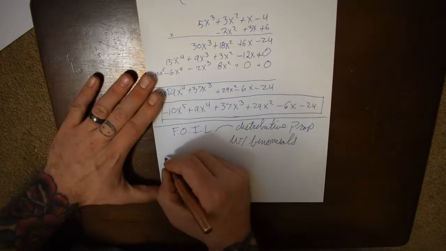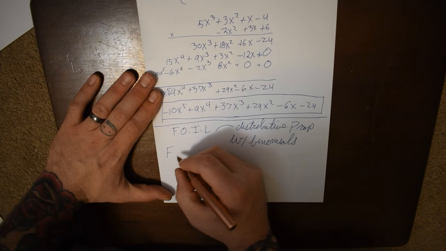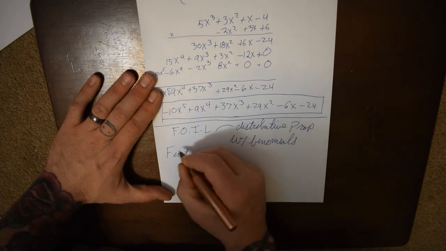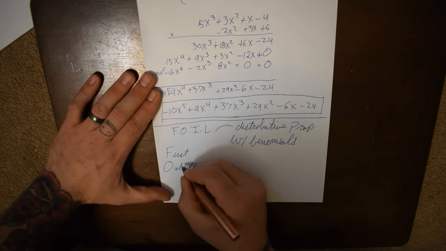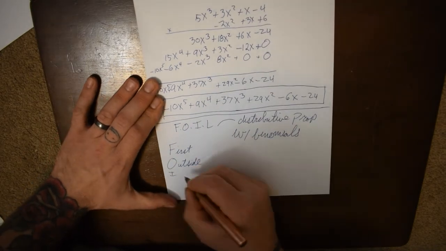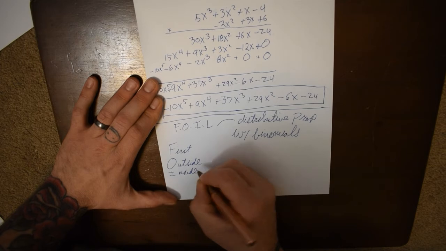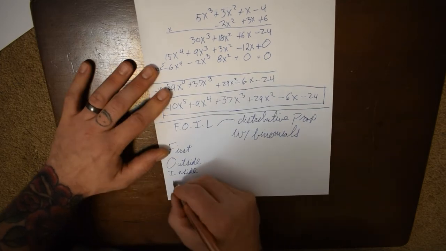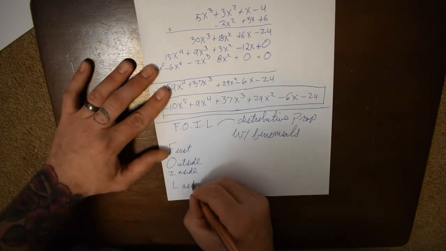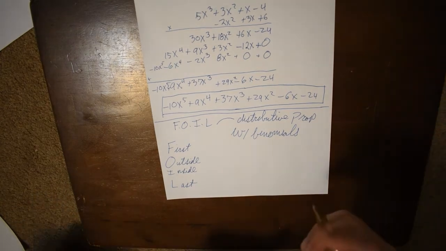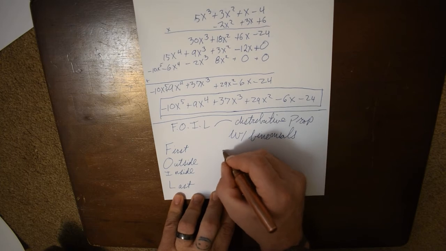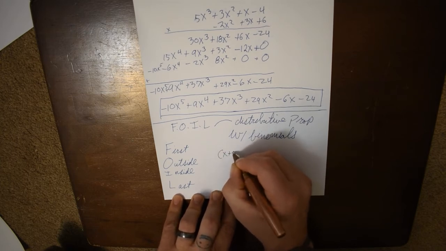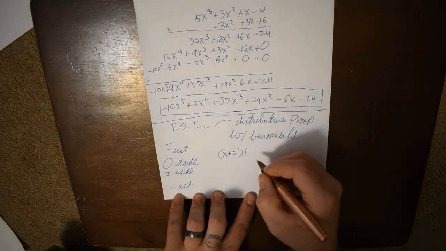So FOIL stands for first, outside, inside, and last. And what that means is, let's say we had the following binomials, x plus 5 and x minus 8.